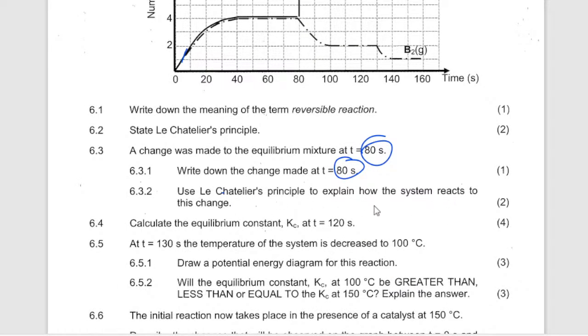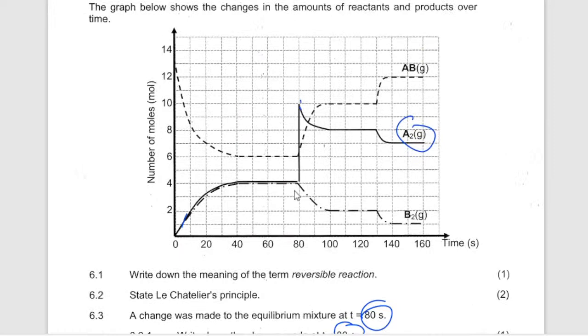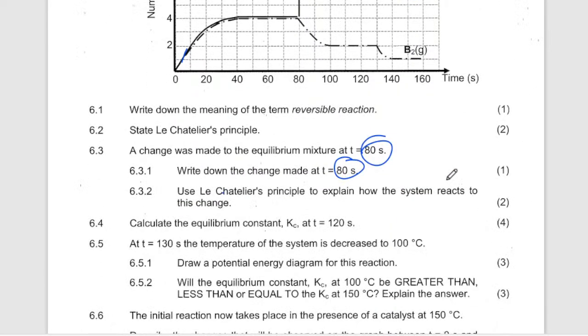They're saying, use Le Chatelier's principle to explain how the system reacts to this change, when the product was added. So what is the stress? It means that the system had to shift to reduce the amount of product you have added. Therefore, it will favor the reverse reaction so that the amount of product which has been added can be decreased. So you talk about the stress, and how the system is going to change based on what you have added. So basically, that's why it's 2 marks.